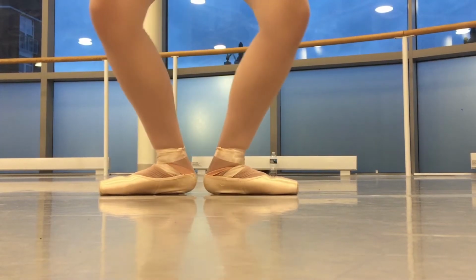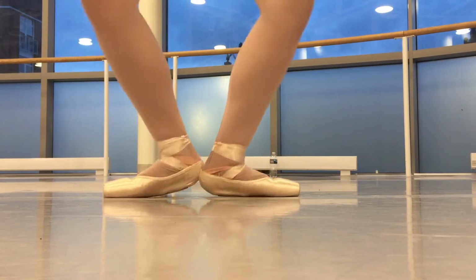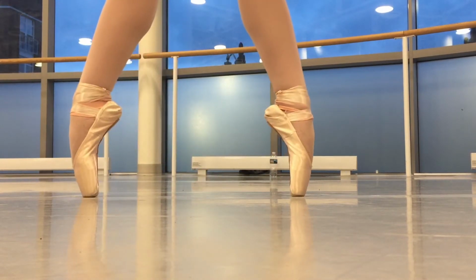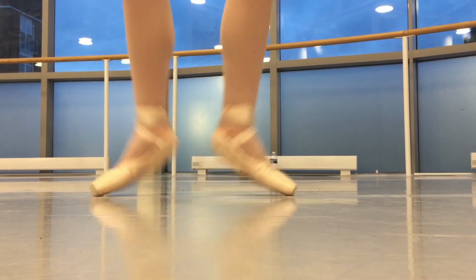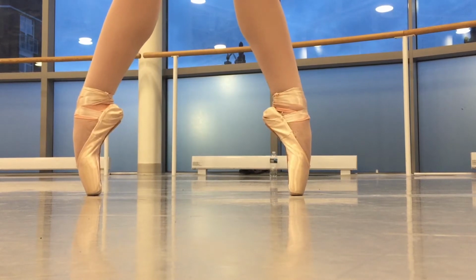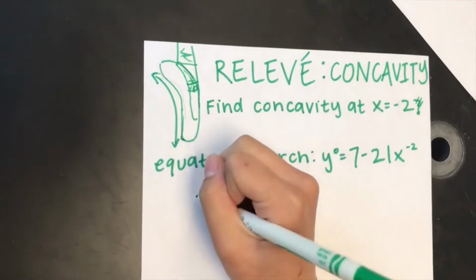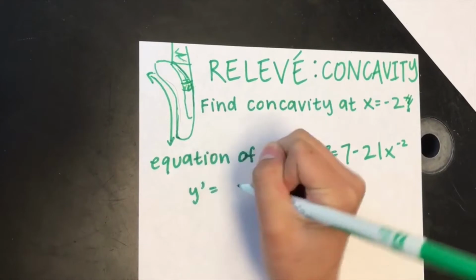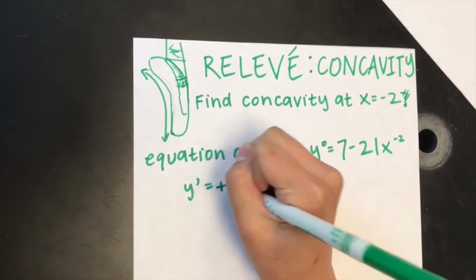Ballerinas do relevé in their pointe shoes. John's friend Katya does relevé by standing on her toes in her shoe. We can model the arch of Katya's foot as she stands on pointe as a concave down function. The equation of the arch of her foot is y equals 7 minus 21 over x to the negative 2.